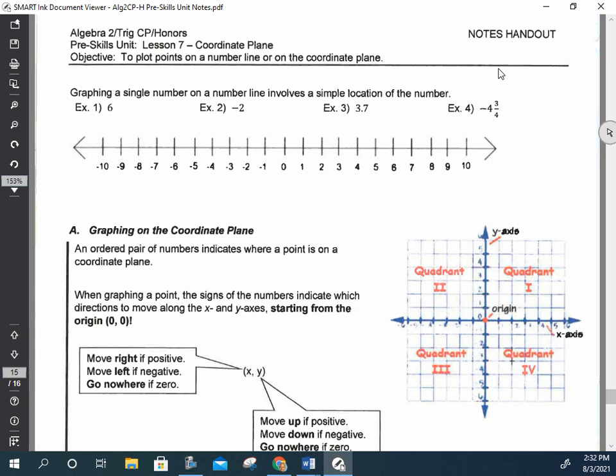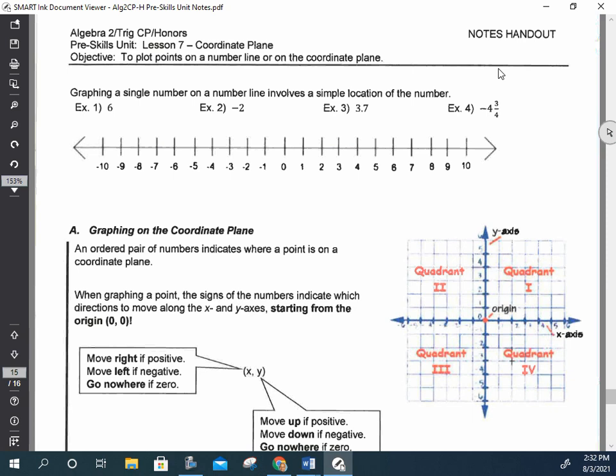This is lesson number 7 relating to the coordinate plane. So in this lesson, we're going to review how to plot numbers on both a number line and on a graph, and how to identify those particular points on a graph. So let's take it real basic and go back to a number line.